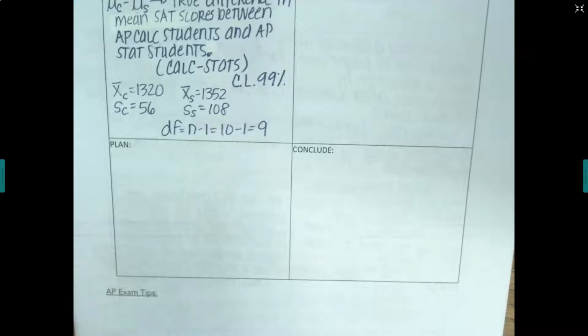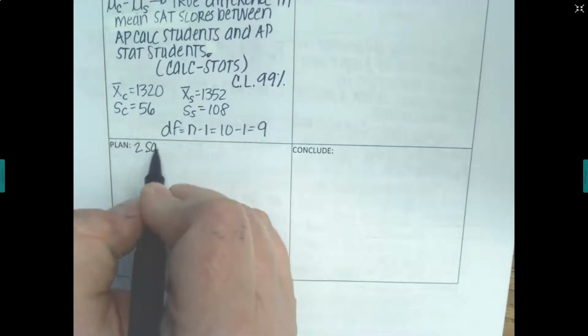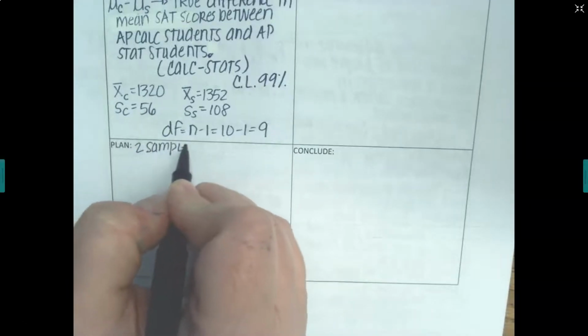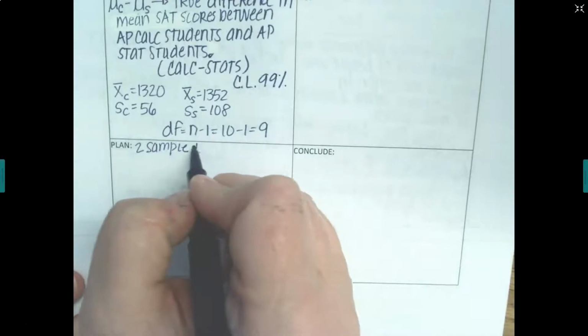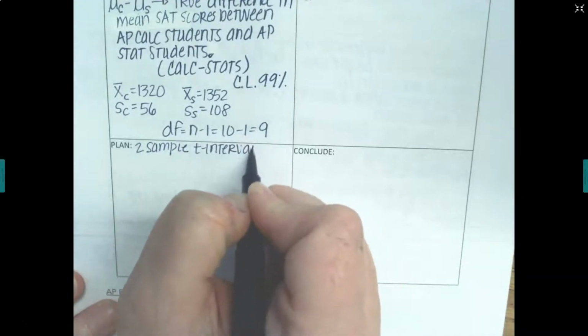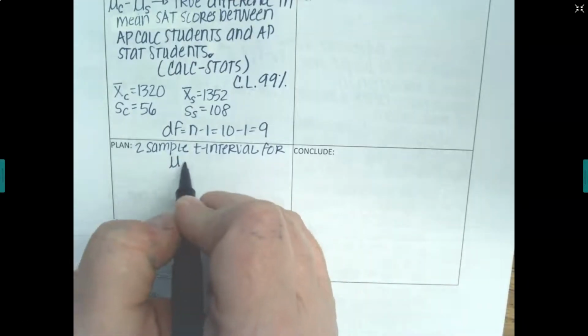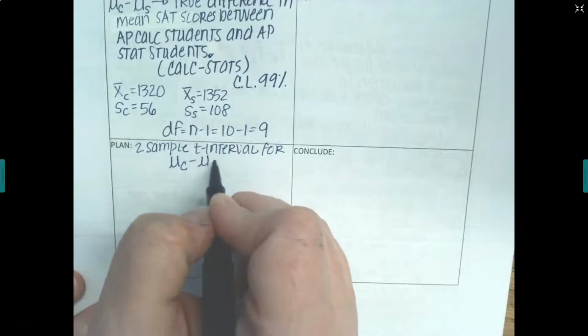Okay, so now our plan. Remember, in our plan, we need to name our procedure. This is two different samples, so we have a 2 sample. It's a means, which makes it a T interval. And what are we trying to estimate? We're trying to estimate mu calc minus mu stats.